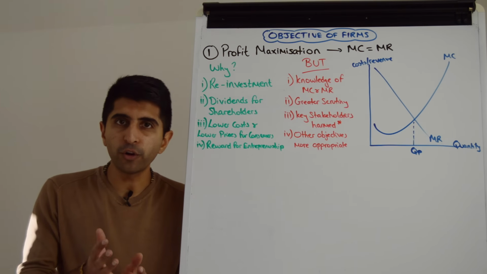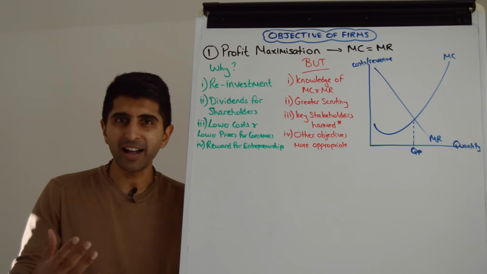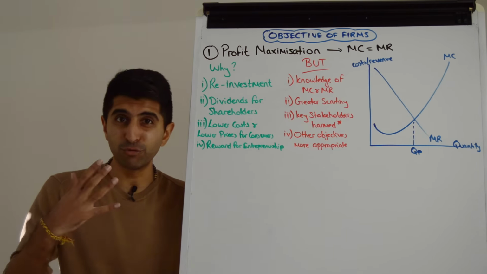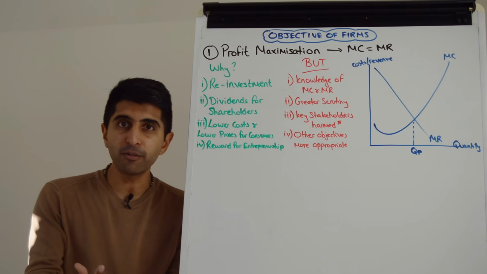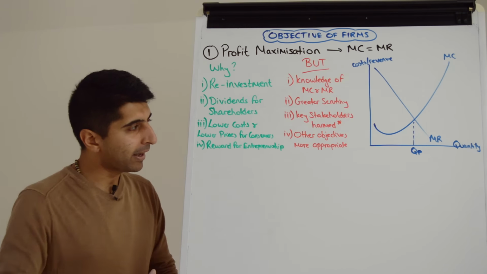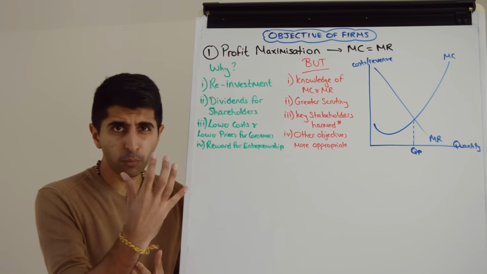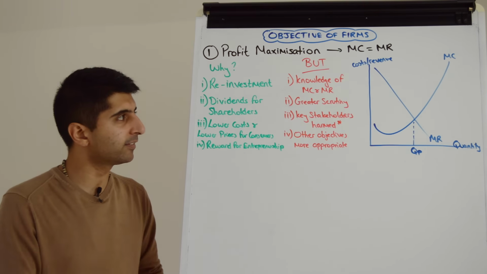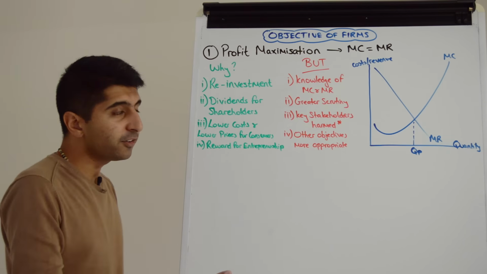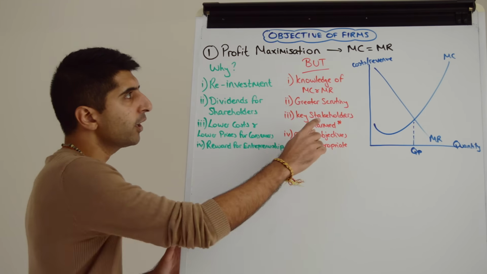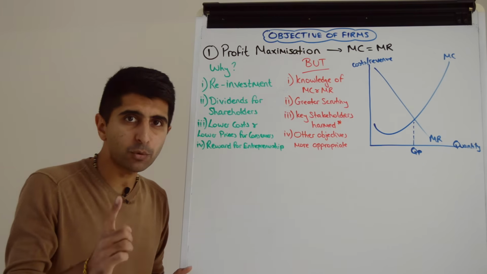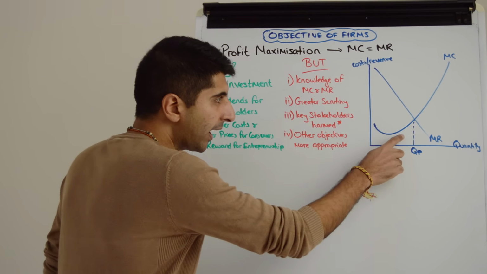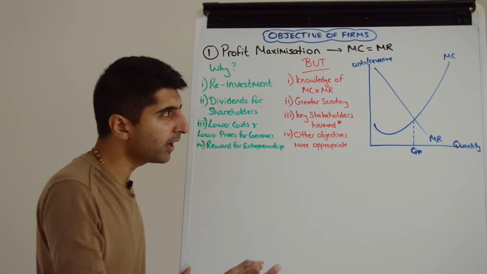Another reason is to reward entrepreneurship. When a business starts, that's entrepreneurship activity, that's risk-taking activity, and there needs to be a reward to that risk. So maximizing profit is the reward for risk-taking activity when a business starts. Profit maximization occurs at a very specific point. It occurs when marginal cost equals marginal revenue. And I've shown that here on the diagram. Why does it occur there?